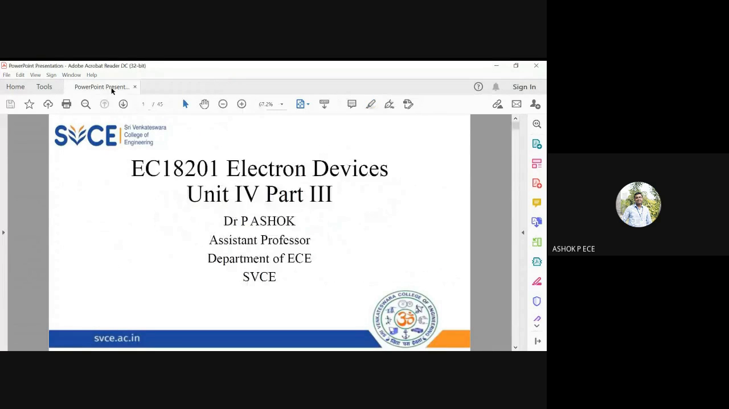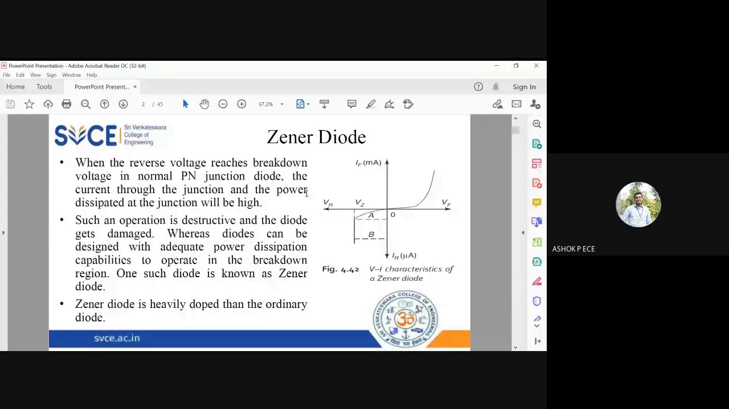We are going to start with the Zener diode. I gave you a very small introduction about what a Zener diode is. We talk about the Zener diode when we use a reverse biased PN junction diode. You have two types of breakdown in a PN junction diode. One is the normal breakdown, called avalanche breakdown. When you heavily dope the PN junction diode, you can get breakdown even at very small voltages, called Zener breakdown. So we are going to study the breakdown which happens in the Zener diode.